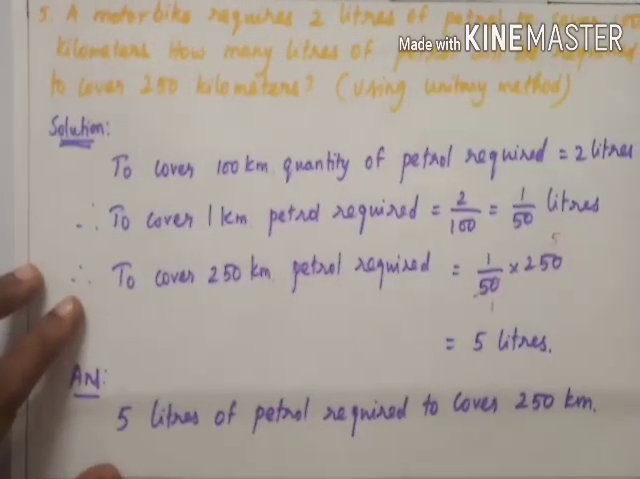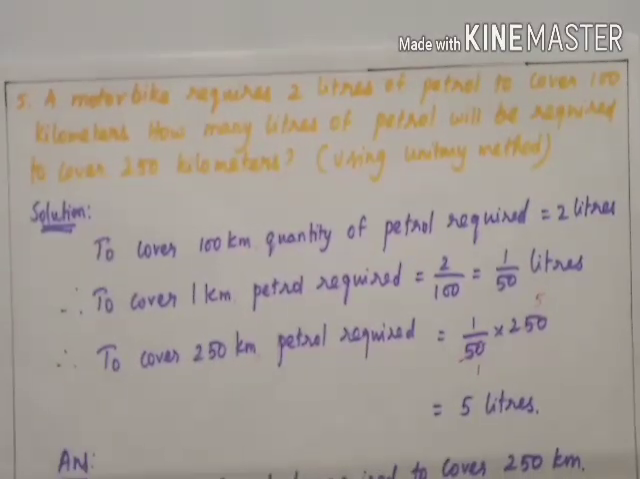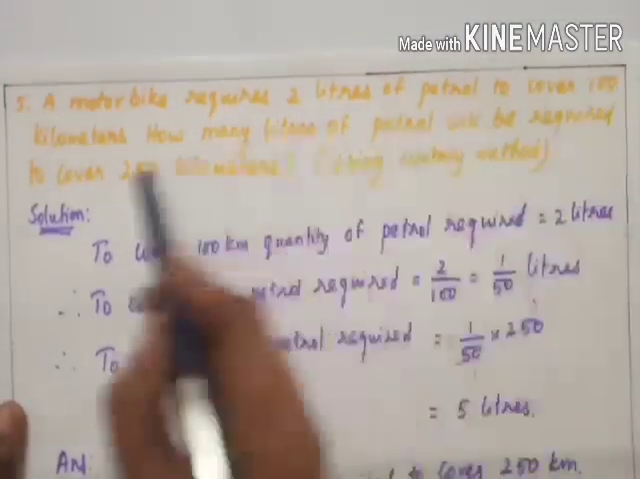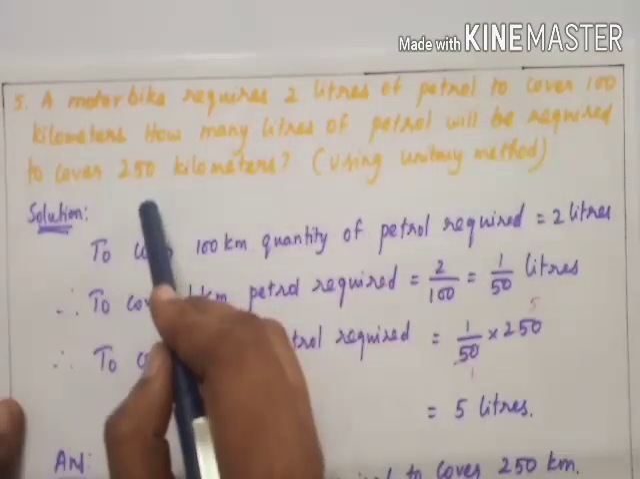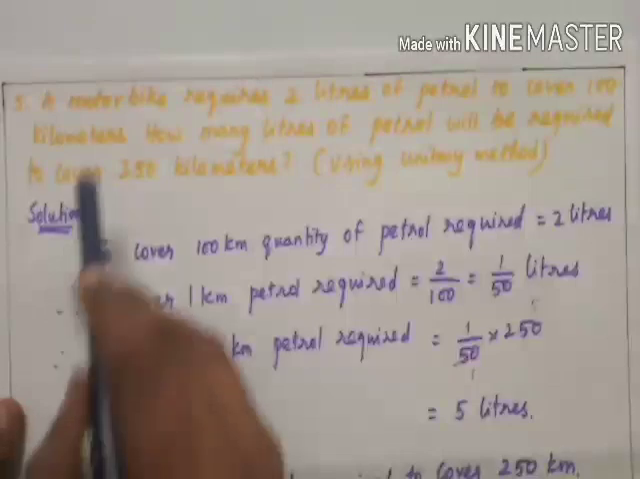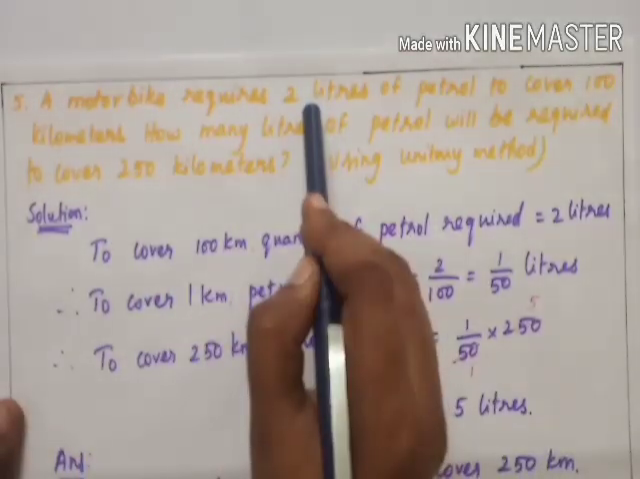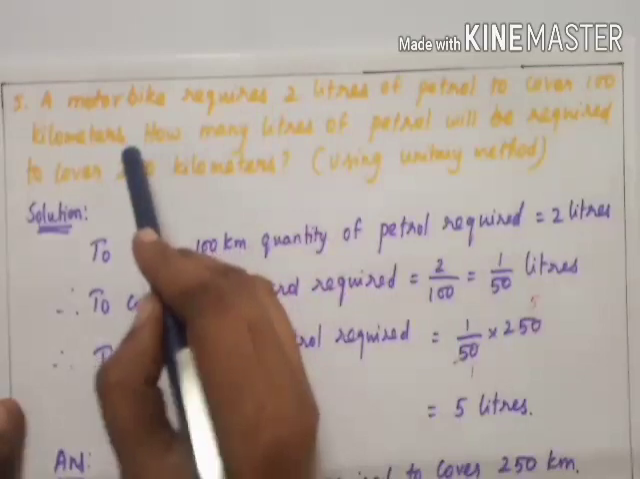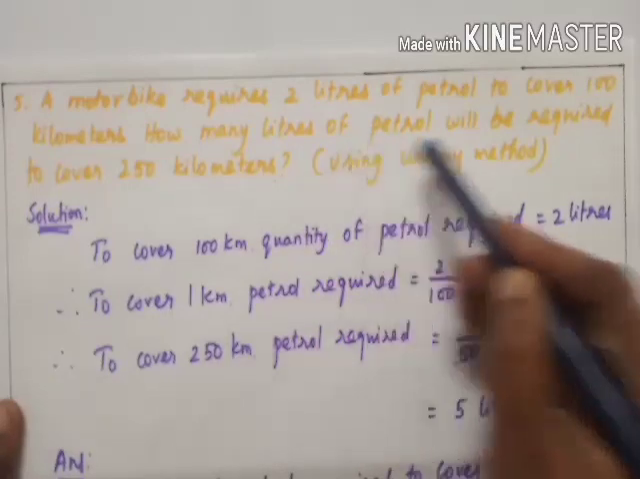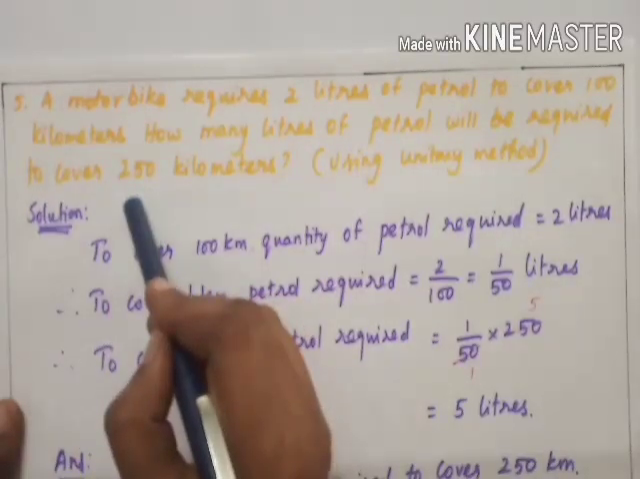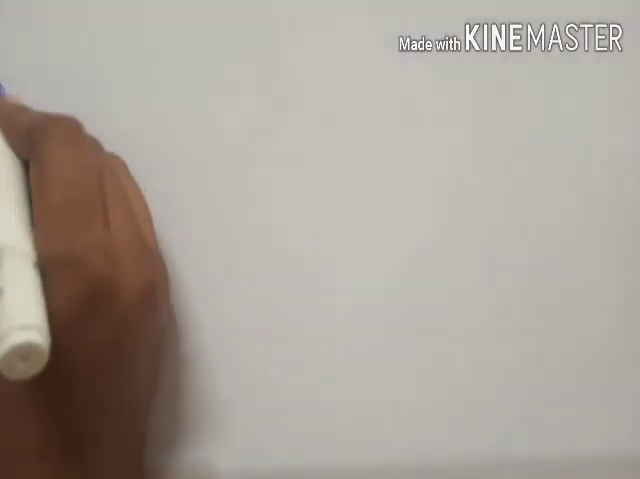Right, fifth sum. See, look at that fifth question. A motorbike requires 2 liters of petrol to cover 100 kilometers. How many liters of petrol will be required to cover 250 kilometers, right? So, liters of petrol required to cover 100 kilometers is 2. So, we have to find how many liters of petrol will be required to cover 250 kilometers.